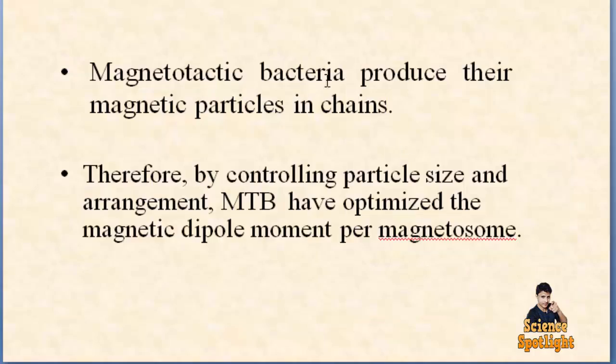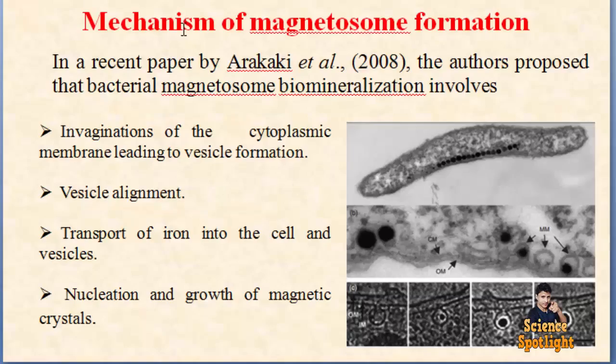Magnetotactic bacteria usually produce their magnetic particles in a chain, and therefore by controlling particle size and arrangement, magnetotactic bacteria have optimized the magnetic dipole moment per magnetosome. The next concept is how these magnetosomes, which are responsible for magnetotaxis, are formed in these bacteria, and that is called the mechanism of magnetosome formation.